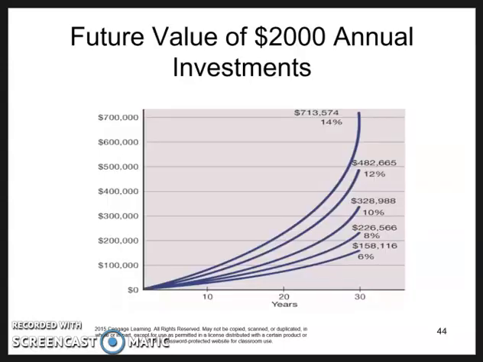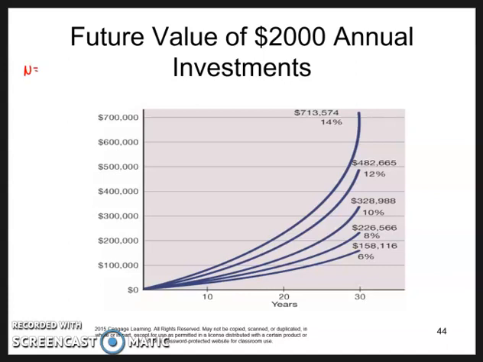So this example is the future value of a $2,000 annual investment. Again, the value is on the y-axis and the years are on the x-axis. We'll go with the top line first. If you put $2,000 in your 401k every year for 30 years and you earn 14%, you would end up with $713,574.